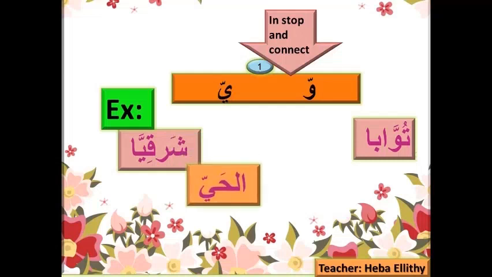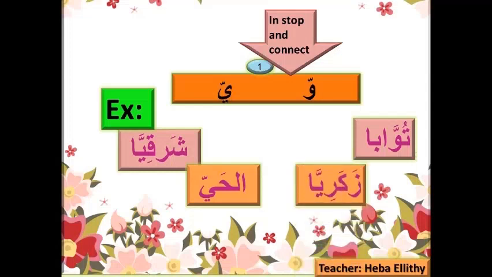Next one, Al-Hayy. This is how I stop on it. This is an example for the stopping. If I don't make number on it, I will stop. Al-Hayy, wrong. Al-Hayy, wrong. Okay.